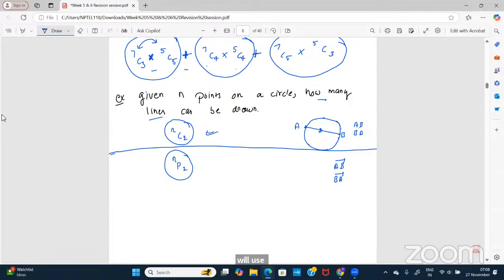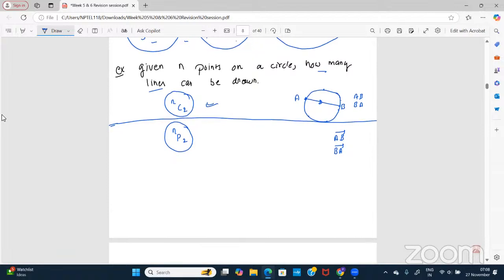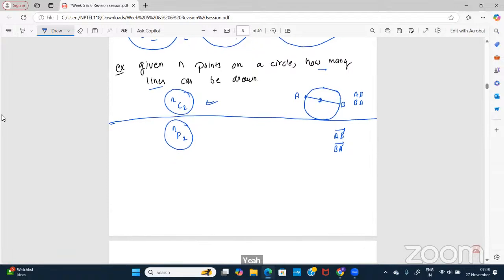Can you explain with an example, please? Suppose you are going from Chennai to Delhi, or you are going from Delhi to Chennai. These two are different, right? This is your point A, this is your point B, and this is your point B and this is your point A. In that case, going from A to B will be different from going from B to A.